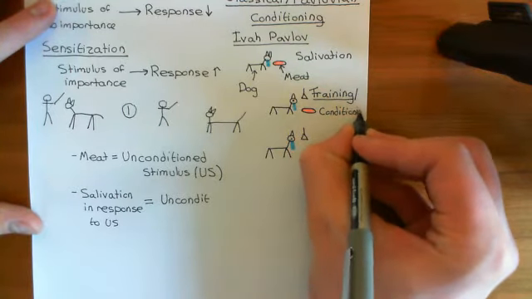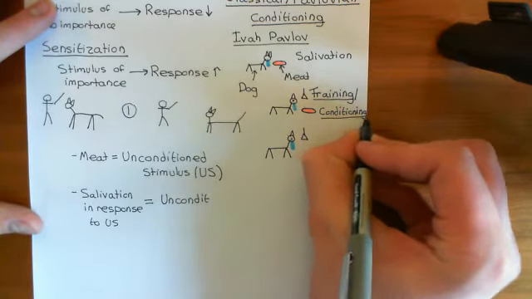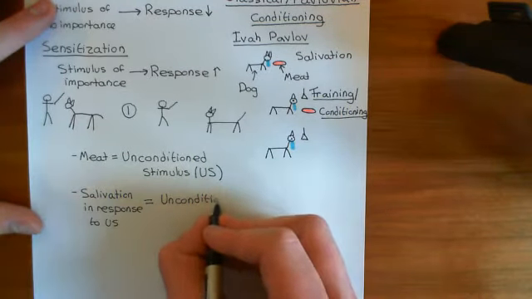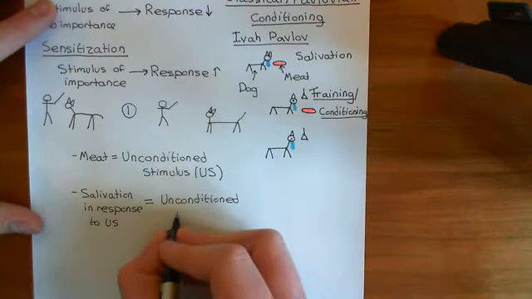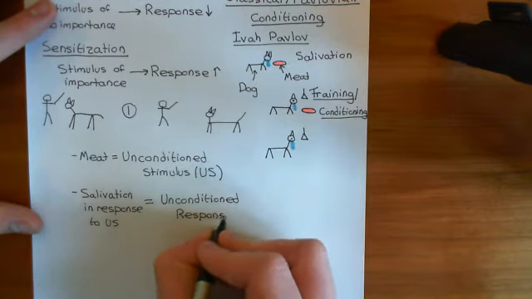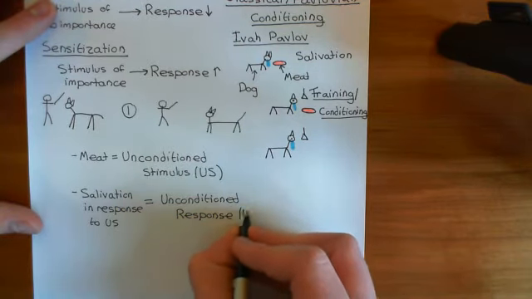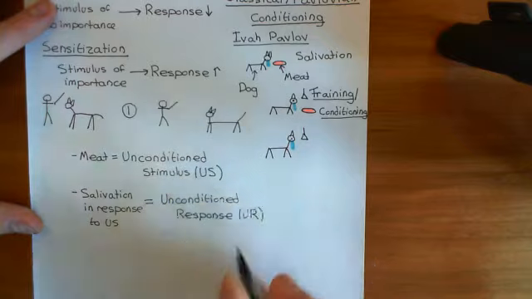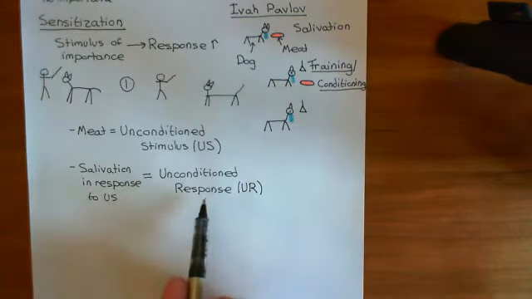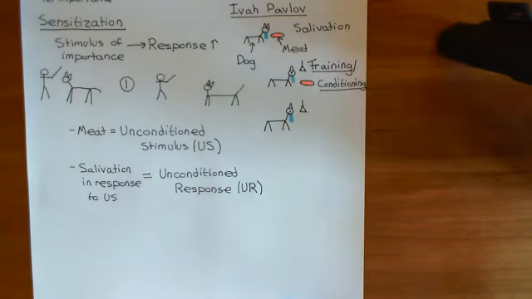At the moment, we are just talking about things that you don't need to train a dog to do, and that's why it's unconditioned. So this is an unconditioned response. You didn't have to train the dog to salivate in response to the unconditioned stimulus. The unconditioned response is often abbreviated to the UR. Basically, any old dog that you get off the streets will initiate the UR, the unconditioned response, to the unconditioned stimulus.